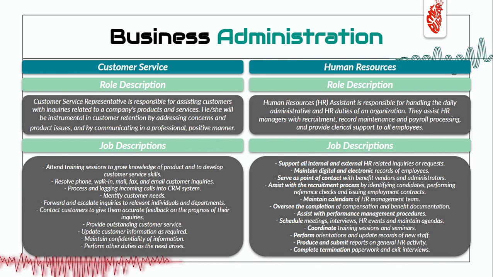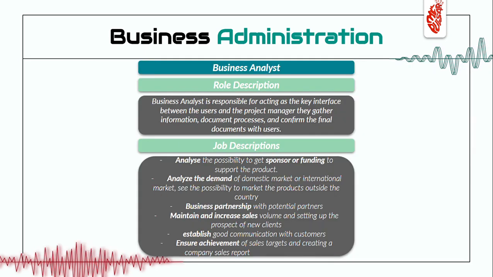The second part is business administration. First we're talking about customer services, which is the same as in the GTA short term: assisting customers with inquiries related to the company, products, and services. So we're talking about a person who will take care of the relation between the company and the customer, trying to support them through the process. Second, we're talking about human resources. The HR assistant is responsible for handling the daily administrative and HR duties for the organization. They will assist HR managers with recruitment, record maintenance, and payroll processing, and provide clerical support to all employees. So we're talking about the basic HR work that most of you already know.